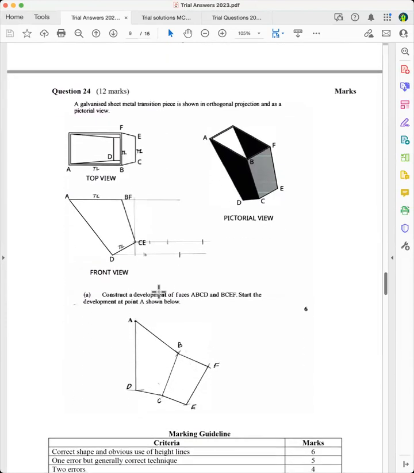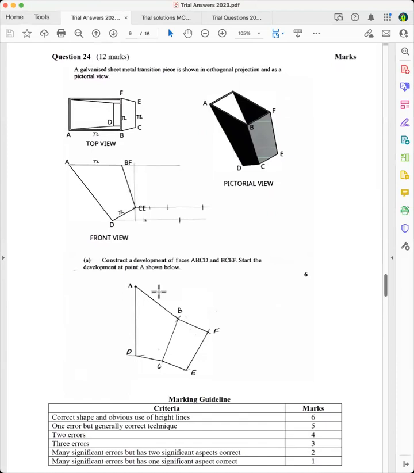This question was really poorly done, and I'll just go through it fairly quickly. You have to develop these two faces, that face and that face. And the way you do it is that you've got to put true length lines on each of these developments. And I've got a YouTube video that explains how to do this more thoroughly than I'm going to do it now.